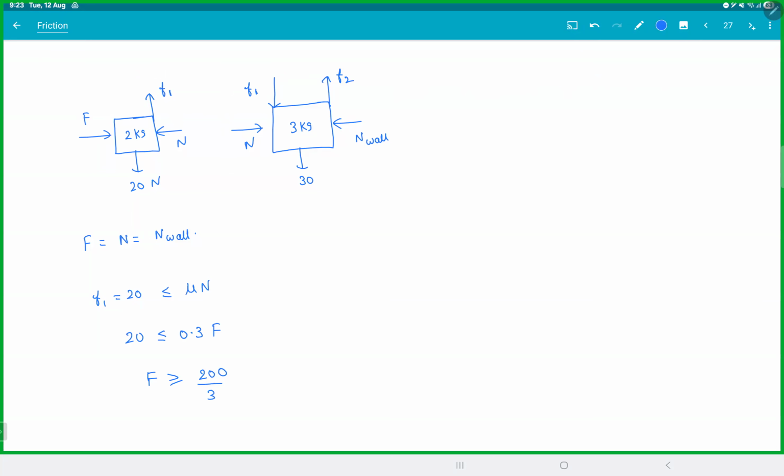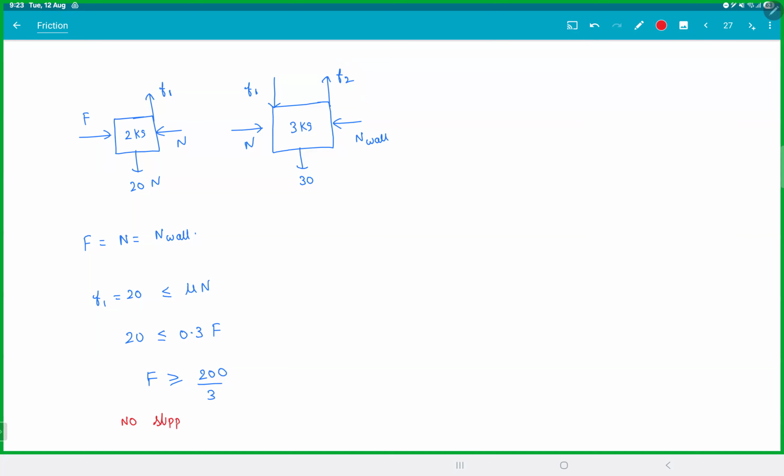Now again, understand this thing. Every friction is like a greedy person. It is only bothered about its selfish thing. F1 will say, I only care about the 2 and 3 kg slipping. I don't care what the wall does. F2 says, I care only about the 3 kg and the wall. I don't care what happens to the 2 kg. So the result you got is F is greater than 200 by 3. If this happens, then there is no slipping between 2 kg and 3 kg.